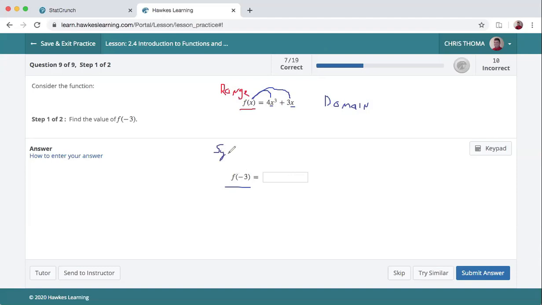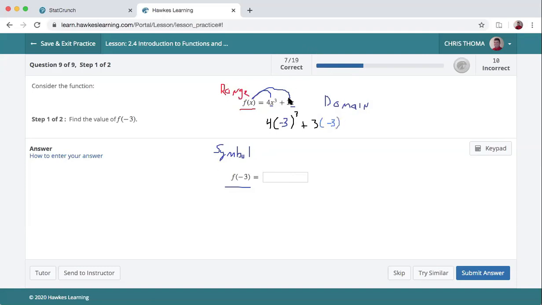So when it writes f of -3, remember, this is a symbol. There's no math here. This is the symbol function of -3. You do nothing with it. What you do instead is you put -3 into the equation. So I have 4 times -3, because that's the value inside the parentheses, and it's cubed, plus 3 times a -3.